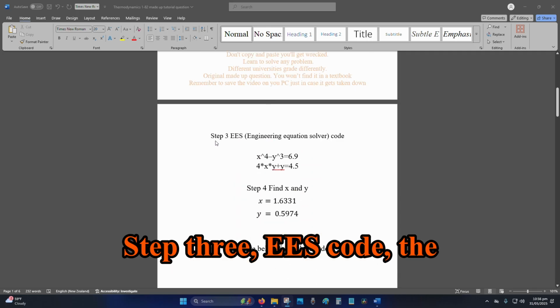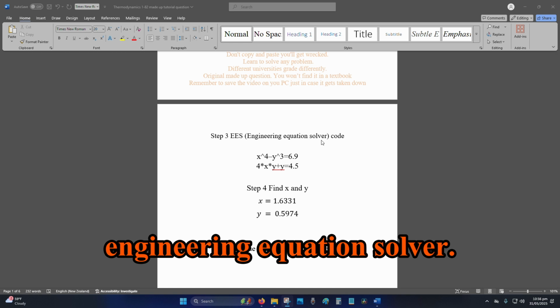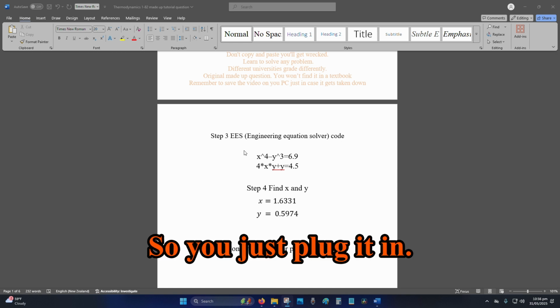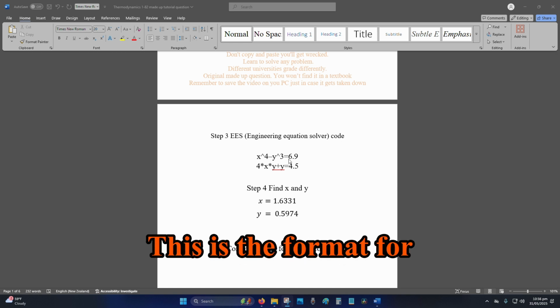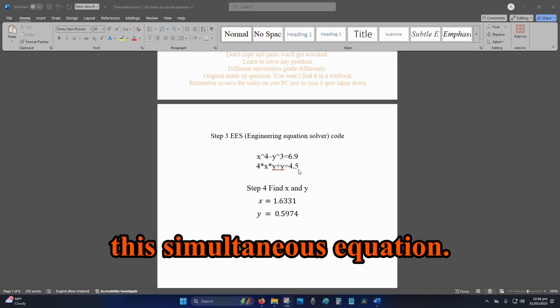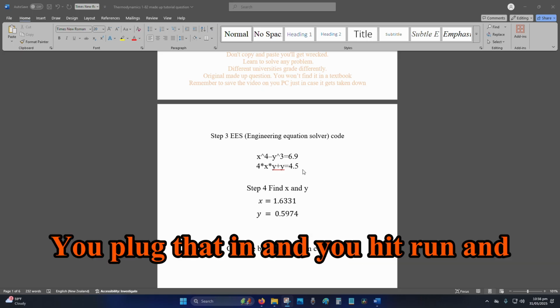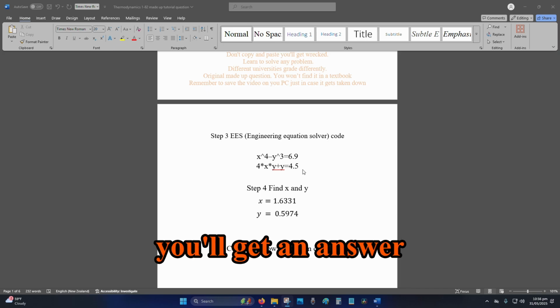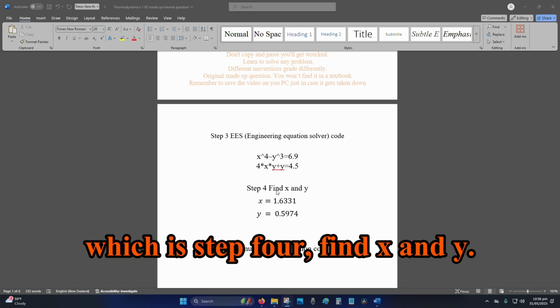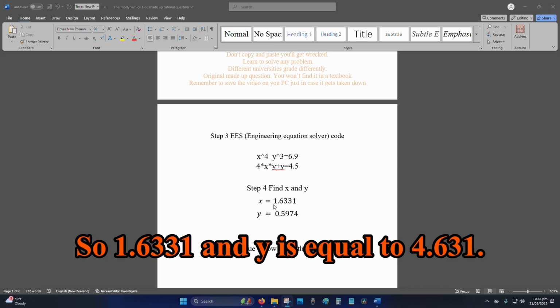Step 3, EES code, the engineering equation solver. So you just plug it in. This is the format for this simultaneous equation. You plug that in and you hit run and you'll get an answer, which is step 4, find x and y.